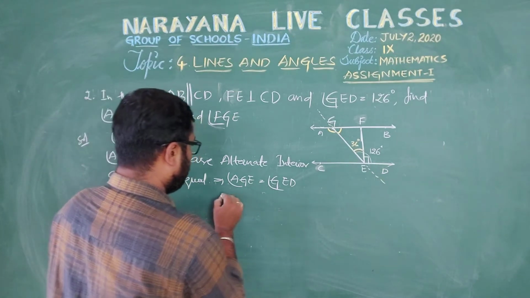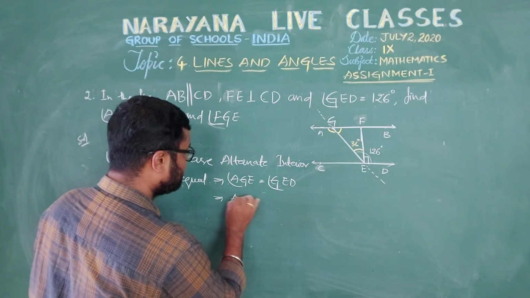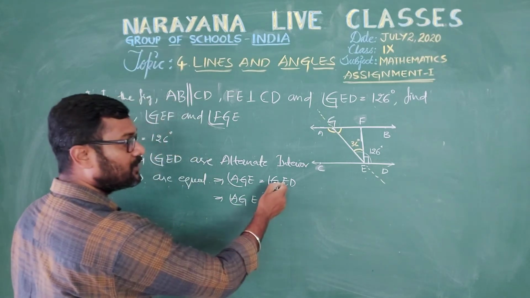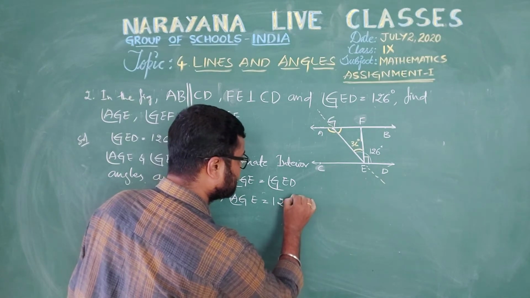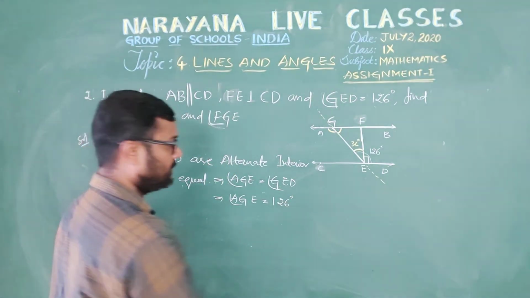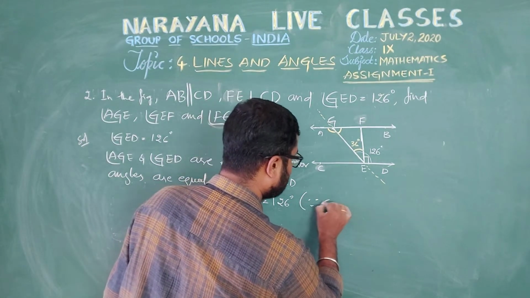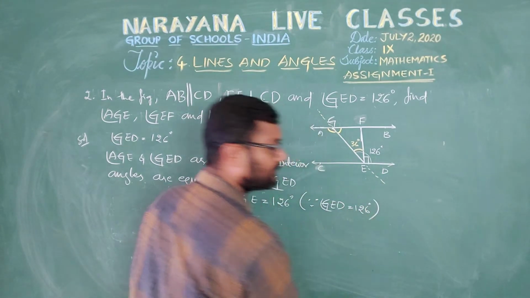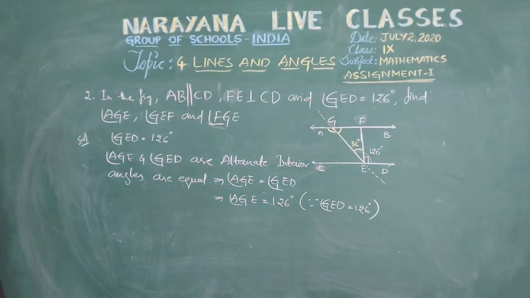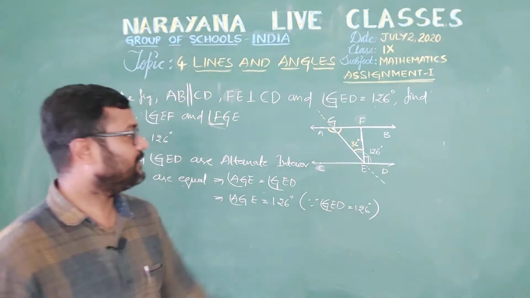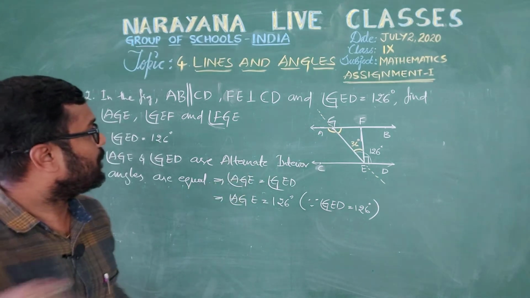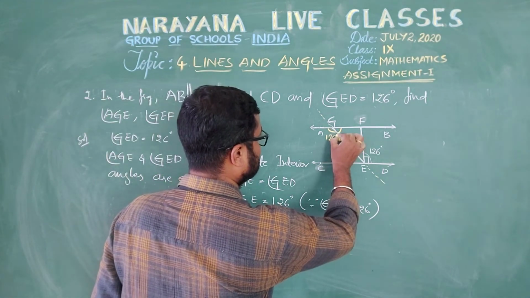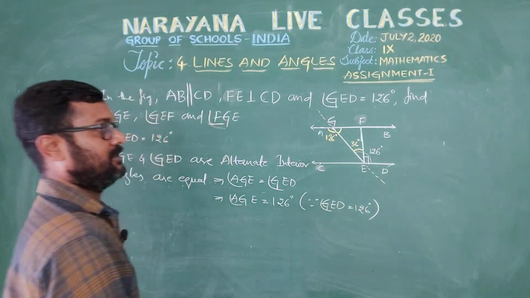Now angle AGE is equal to what? 126 degrees. Why? Since given, angle GED is 126 degrees, isn't it? Now we can find in a similar way, so now this angle AGE is what? 126 degrees, being alternate interior angles.